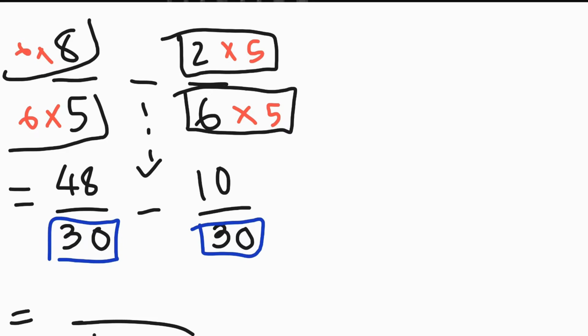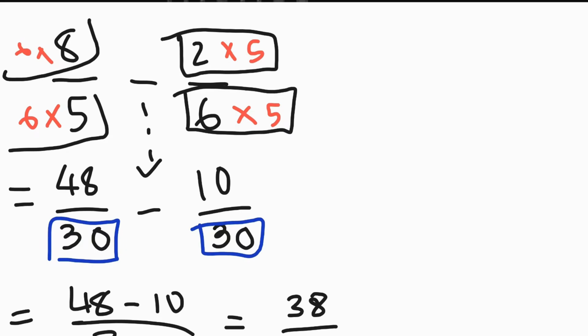So we know we have a common denominator of 30, and on the numerator we're now going to subtract our 10 from 48, and that's going to leave me with 48 minus 10, and that's going to give you 38. So now you need to ask yourself, guys, can I make this small?